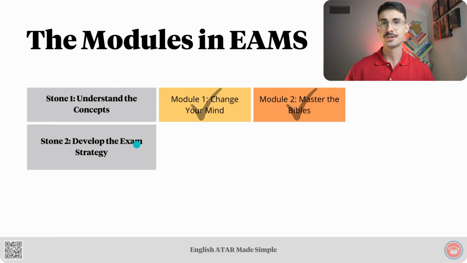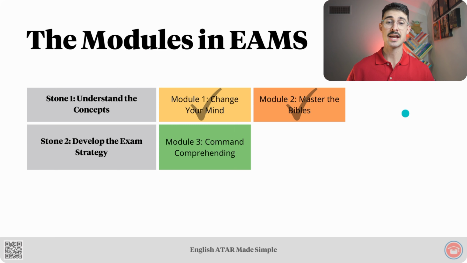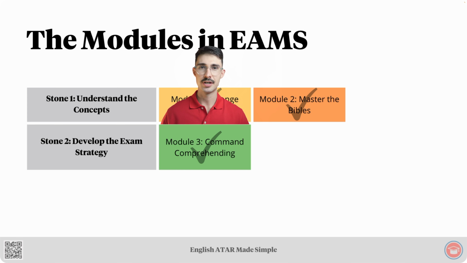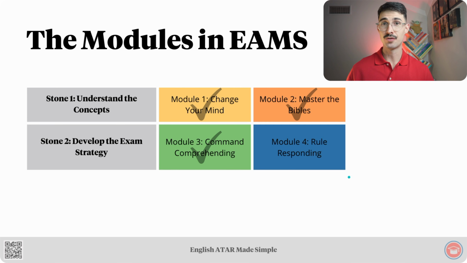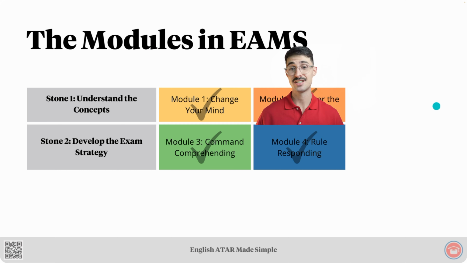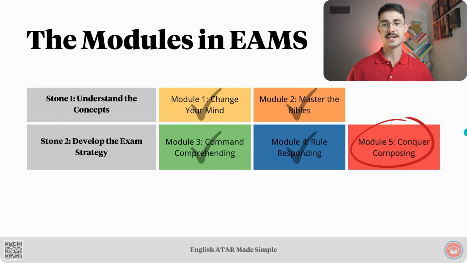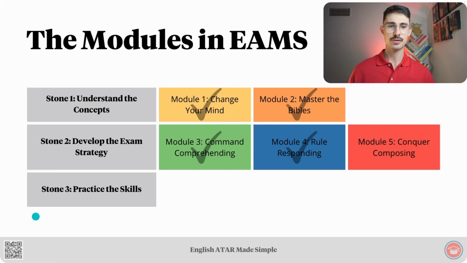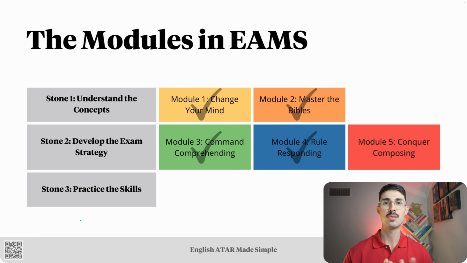Stone 2 is called Develop the Exam Strategy, and it began with Module 3 called Command Comprehending. You've polished this off already. We then moved to Module 4 called Rule Responding, and you've just finished that. Obviously, this is where we are now, on the final part of Stone 2, Conquer Composing. Once you've finished this module, you will leap onto Stone 3, which is where we will practice the skills. You'll recall that Stone 3 only has one module, and it is the final module in English ATAR Made Simple.